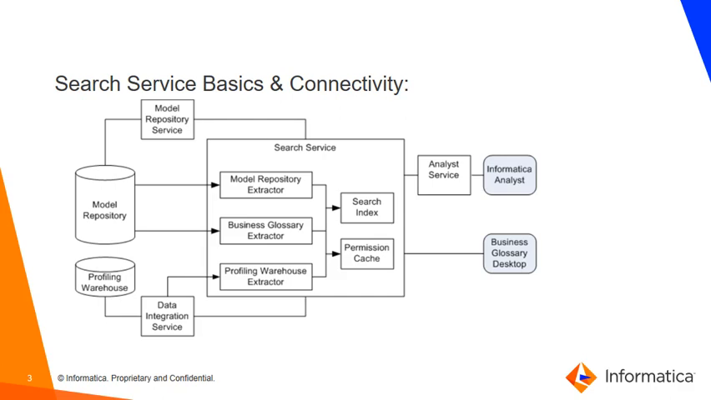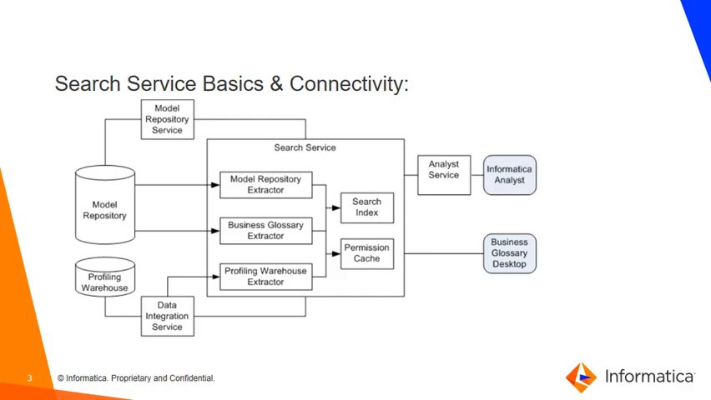So you see here a search index gets created when we enable a search service, and it generates the search index based on the contents in the model repository or in the business glossary objects or in the profile warehouse. After this search index gets created, it also stores the permission information on the objects, to know if the object has permission to be searched by the users. So this is the basics of search service.